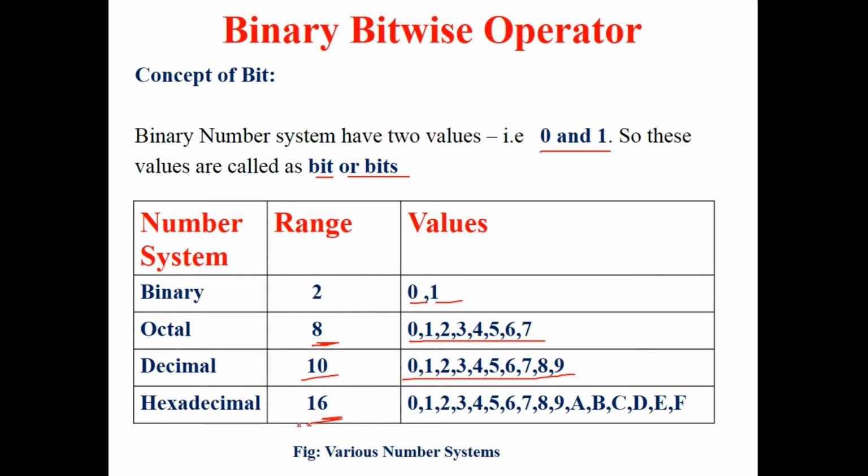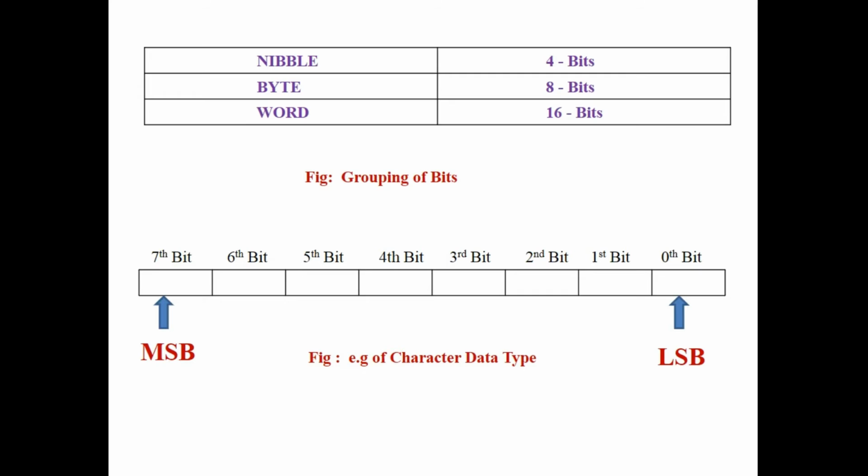In hexadecimal number you have 16 possible range, that is from 0 to 9, and for 10, 11, 12, 13 we write the capital letters A, B, C, D. For 10 we write capital A, for 11 we write capital B, for 12 we write C, for 13 we write D, for 14 we write E, and for 15 we write capital F. So from 0 to 15 we will have a total 16 range.